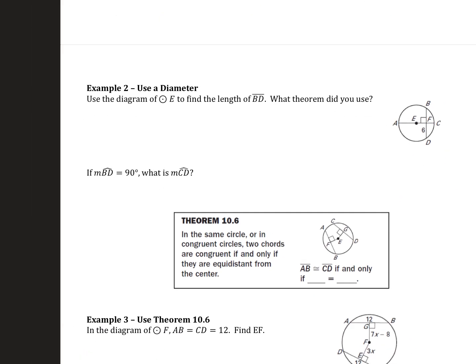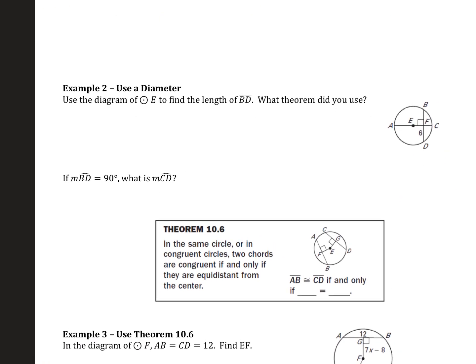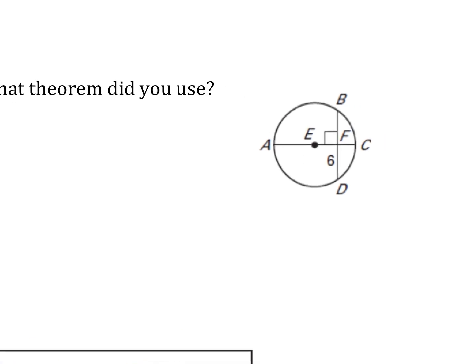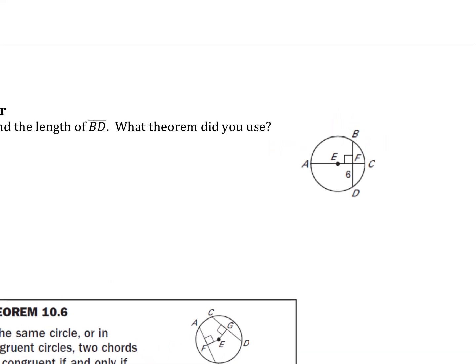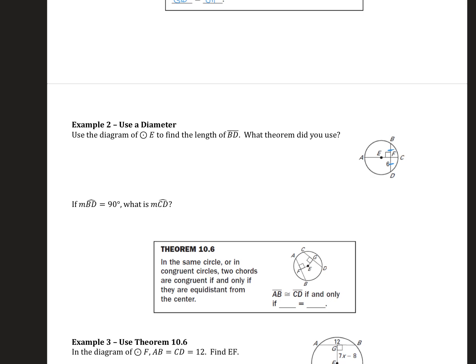So example 2. Use the diagram of circle E to find the length of BD. Well, we know that this is a diameter here, which means that these two lengths are going to be the same. So when you're looking for BD, BD is all the way across. We know that BS is going to be 6. So what's 6 plus 6? It's going to be 12, okay?